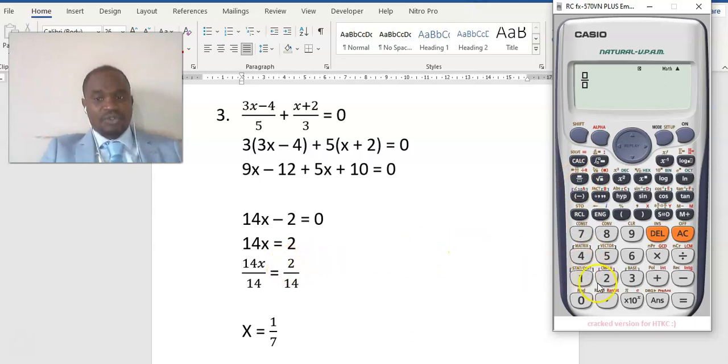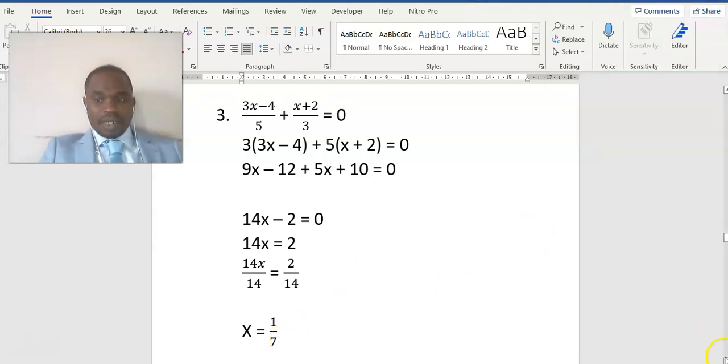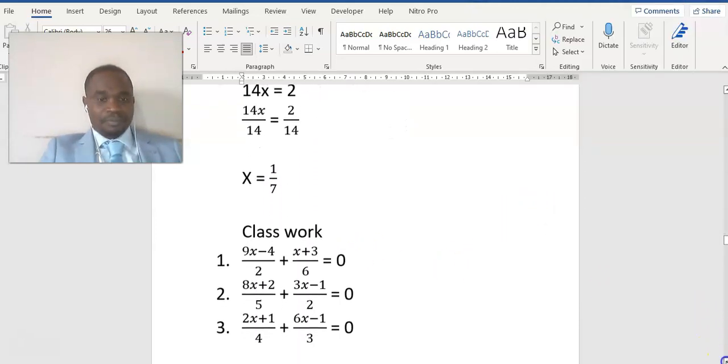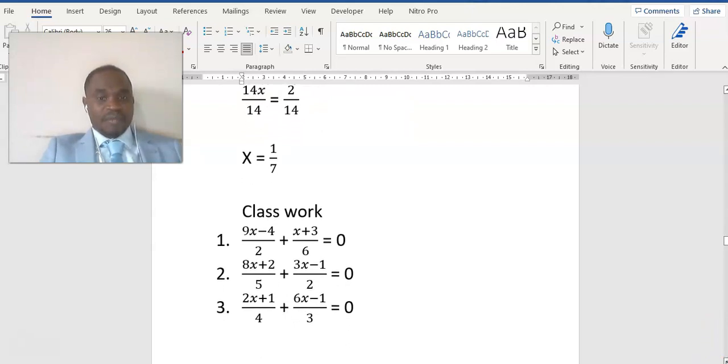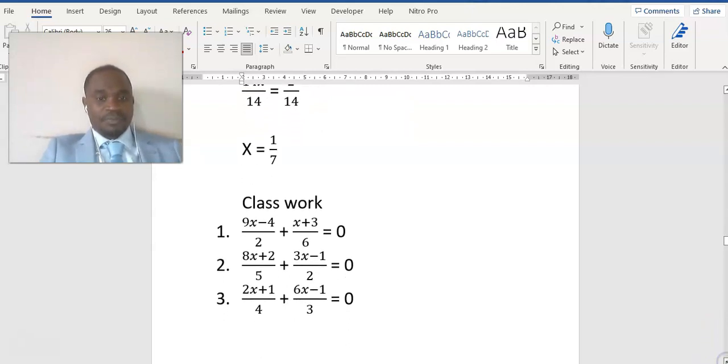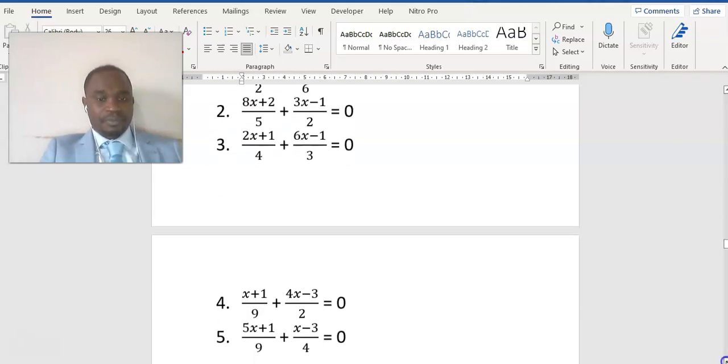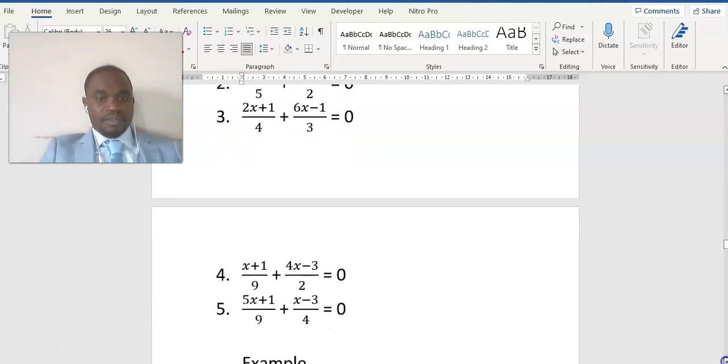So I'm having my 2 over 14. How did I get this? 1 over 7 is what? 2 over 14. So 2 over 14 gives us 1 over 7. Let's look at the next one. This is your classwork. I want you to do this classwork for me. It's 5 questions.